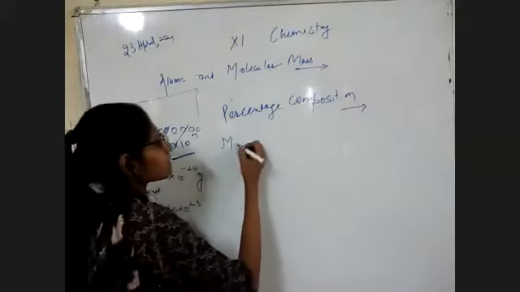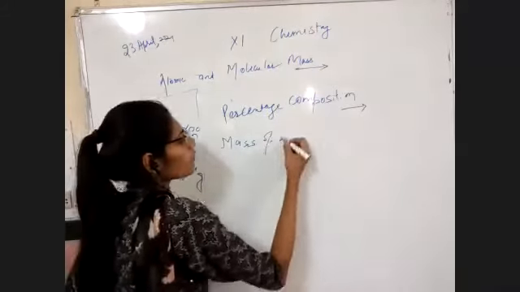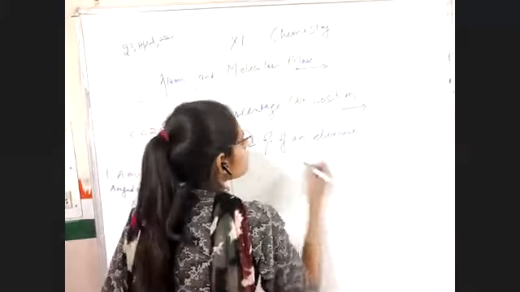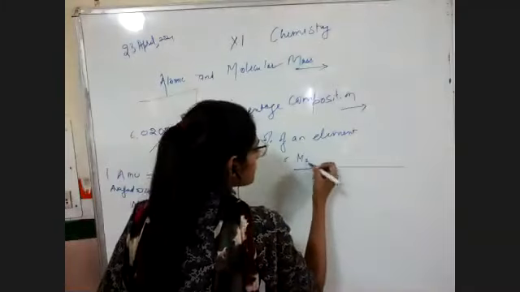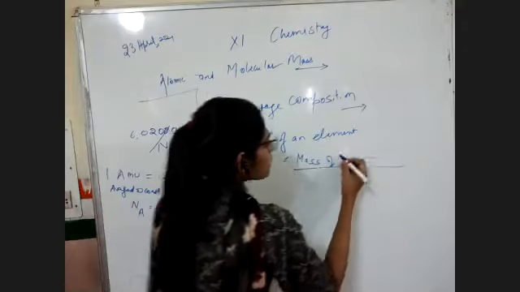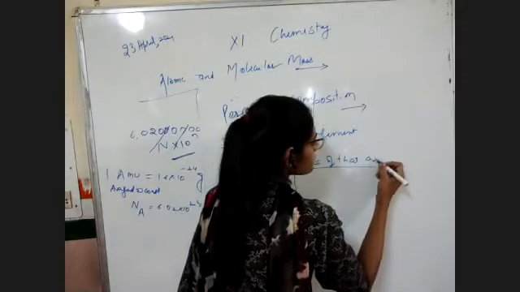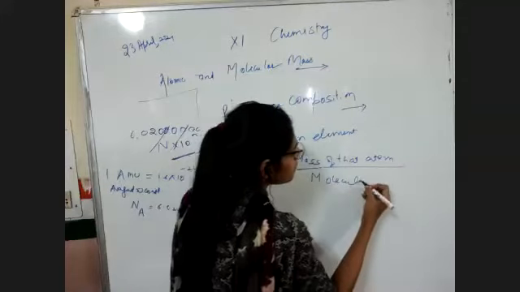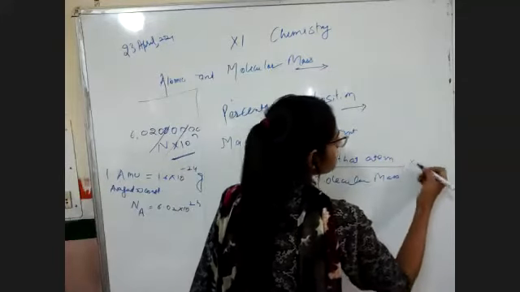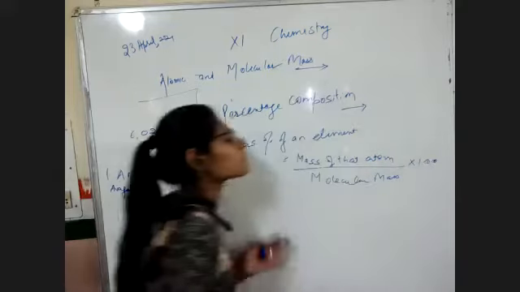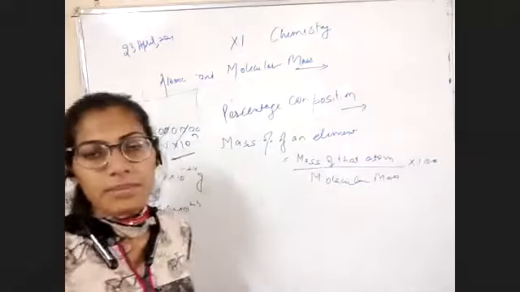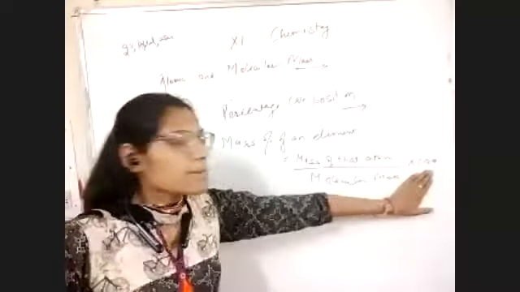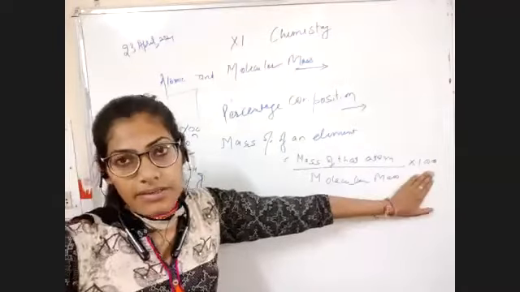Mass percent of an element equals mass of that atom divided by molecular mass into 100. This is how we can calculate our percentage composition. For calculating the percentage, we must multiply by 100.